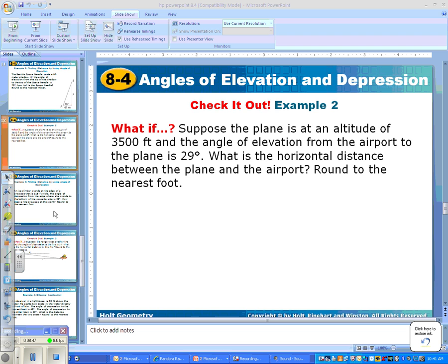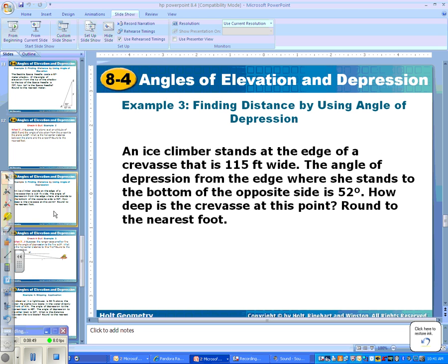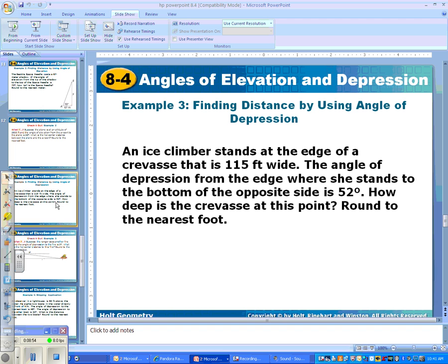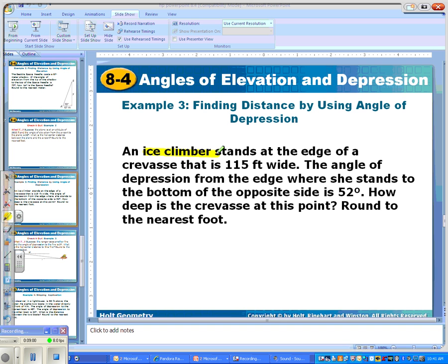Okay, I'm going to give you another one, and then you're going to try one. These word problems are hard because it's drawing the airplane, drawing the triangles, that's tricky. Okay, we have an ice climber, super cool, who stands at the edge of a crevice. It's like a cliff, kind of, and it's 115 feet wide. The angle of depression from the edge where she stands to the bottom of the opposite side is 52 degrees. How deep is the crevice at this point?